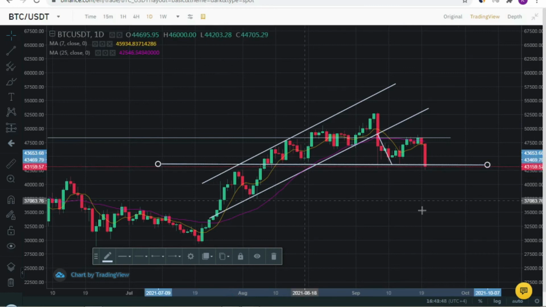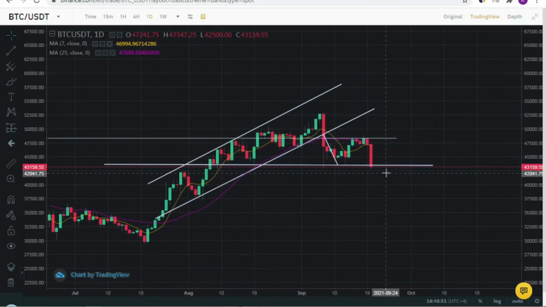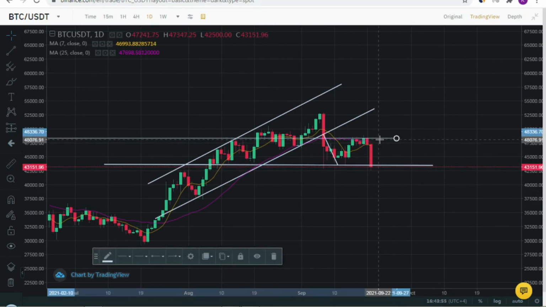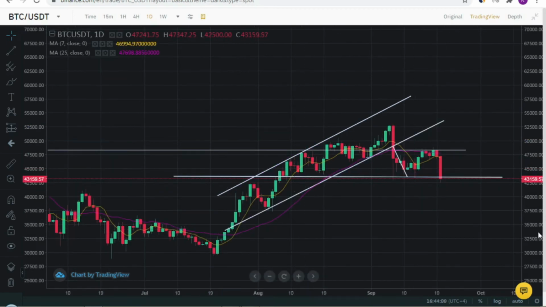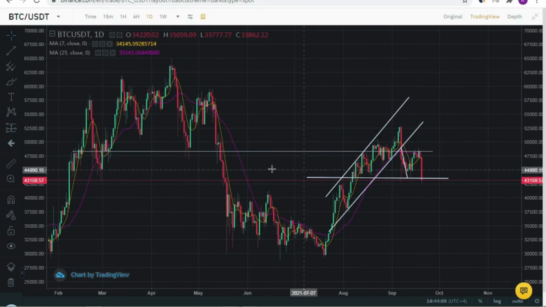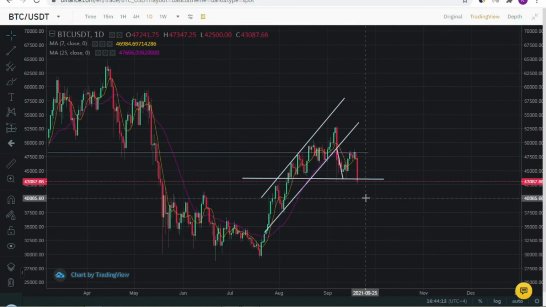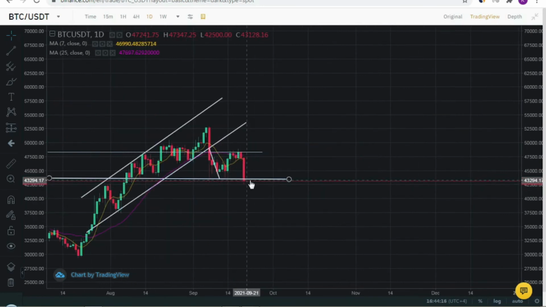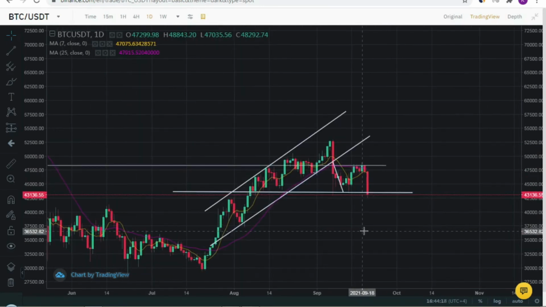You see? So this becomes a significant zone of support. This becomes a significant zone of resistance because it has been affected time and time again, even here. Now, Bitcoin came down to 42,000 and it's going back up.